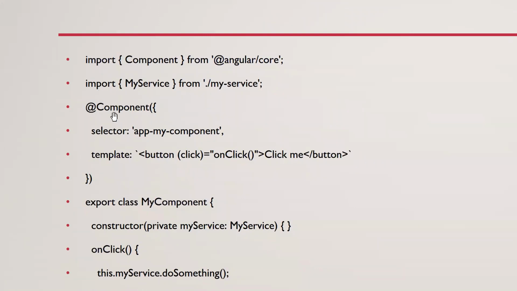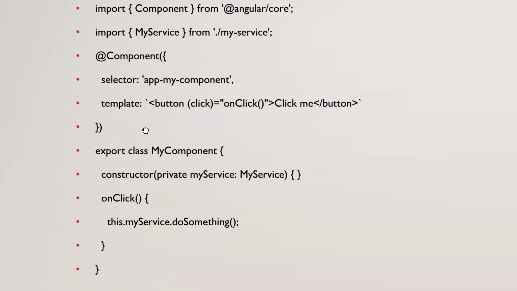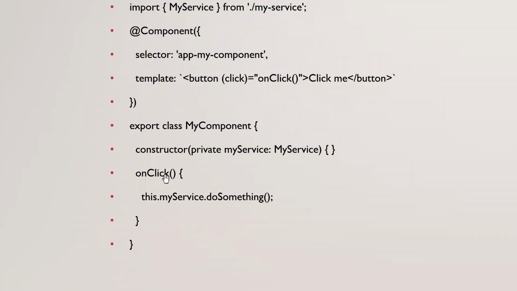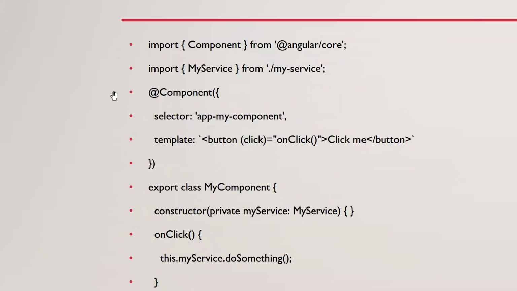So here I am having the @Component, and whatever service you created, my service, we have to get it by import. MyService is your class name, from this path, where it is located. Whatever service you have here, that service you are going to inject into the component. This @Component with selector and template you are aware of.